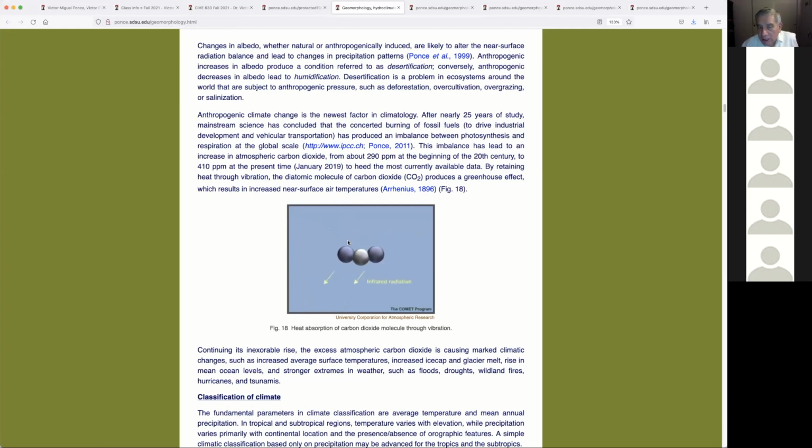Arrhenius told us in 1896, even prior to the development of the assembly line. But of course, in typical fashion, we really didn't pay attention to it. We didn't think it was that important at that time.